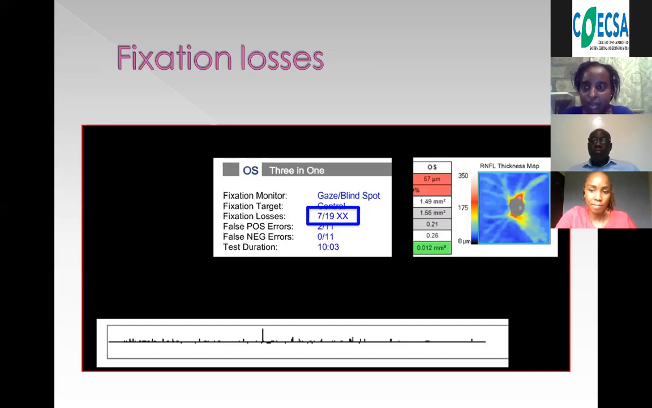Dr. Marco has talked about the size of the optic discs. So in this case, this patient had a small optic disc, and it appeared as if from the visual field they have a lot of fixation losses. But that is how the Humphrey picked it up.